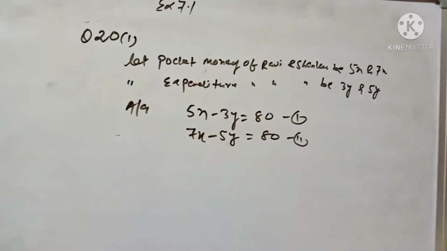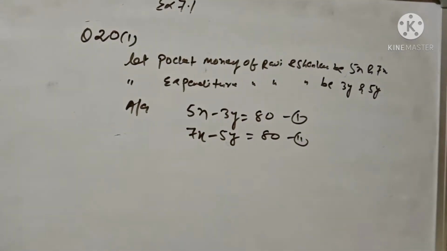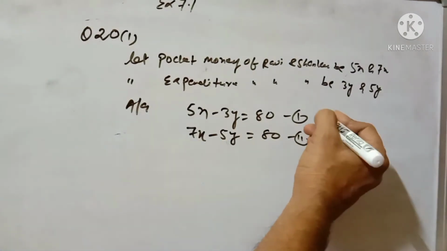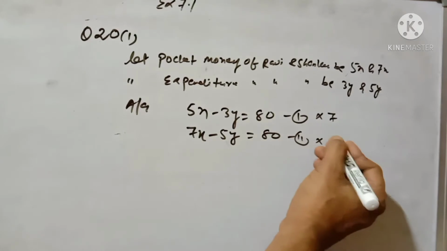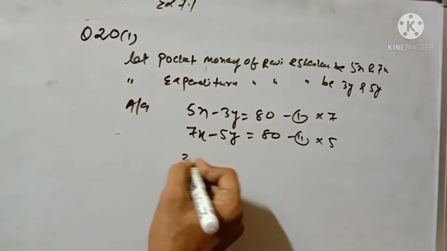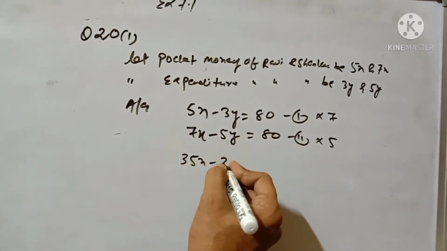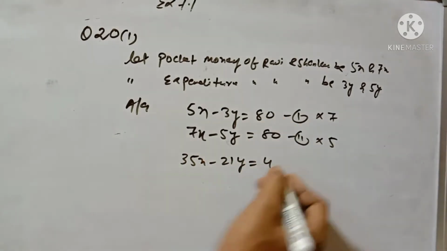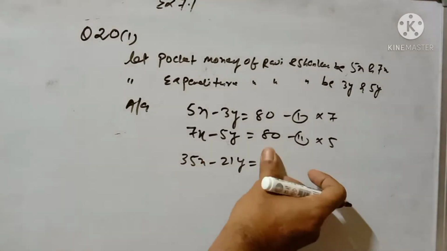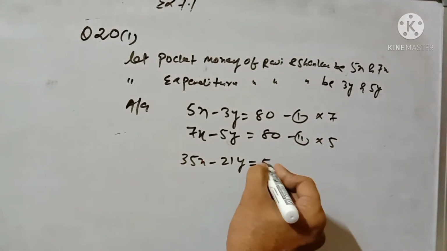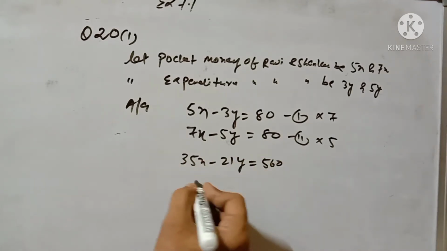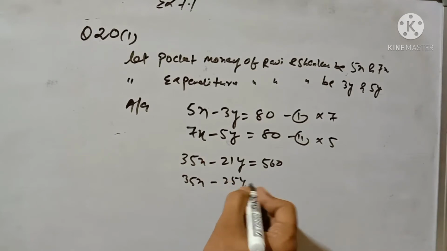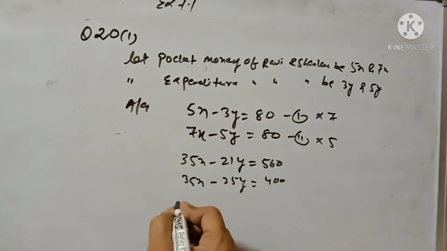So I have to remove any term. First I have to remove the x term. So multiply here by 7 and here by 5. Now after that this will be 35x minus 21y equal to 560, and this will be 35x minus 25y equal to 400.